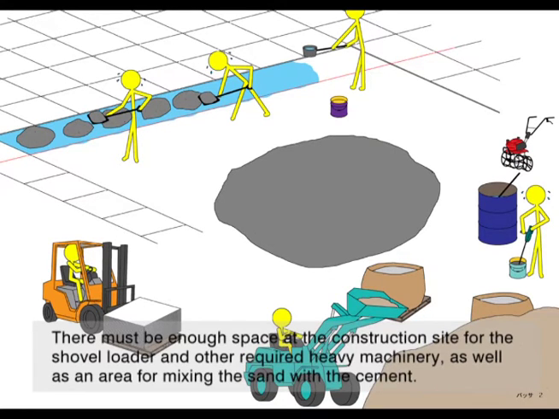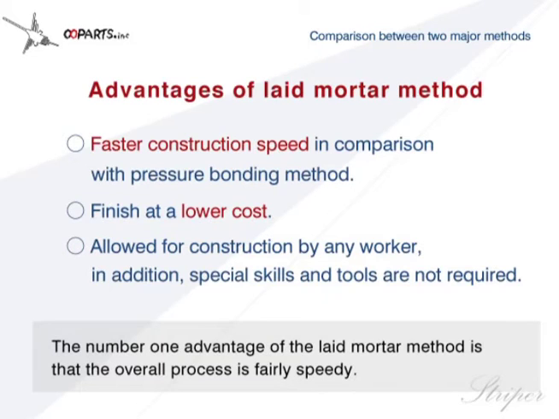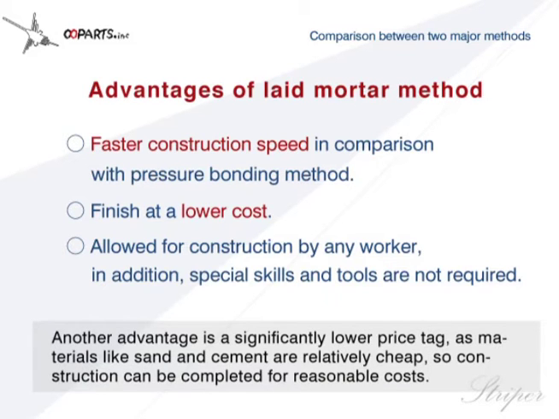There must be enough space at the construction site for the shovel loader and other required heavy machinery, as well as an area for mixing the sand with the cement. The number one advantage of the laid mortar method is that the overall process is fairly speedy. Another advantage is a significantly lower price tag, as materials like sand and cement are relatively cheap, so construction can be completed for reasonable costs.